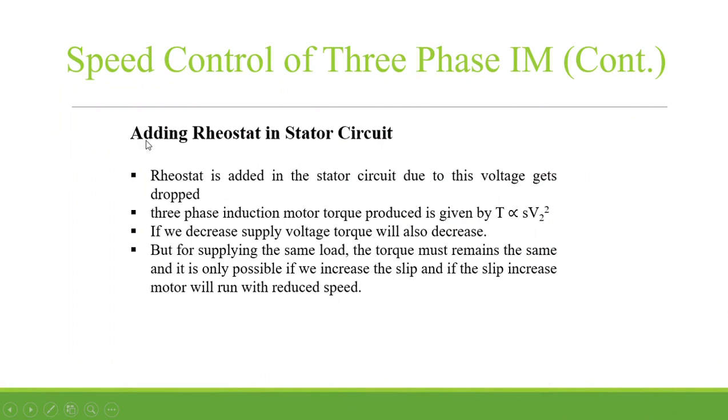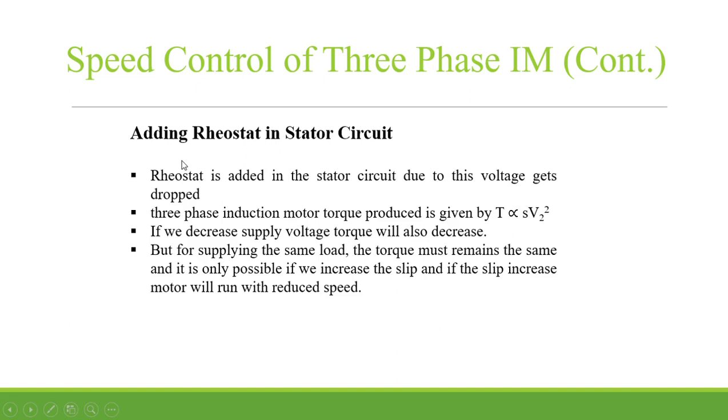Now the other method is adding a rheostat in the stator circuit. What is a rheostat? A rheostat is a variable resistance. If we add a variable resistor in the stator circuit, then definitely the voltage will drop, as we have seen in starters, where we start at a low voltage.